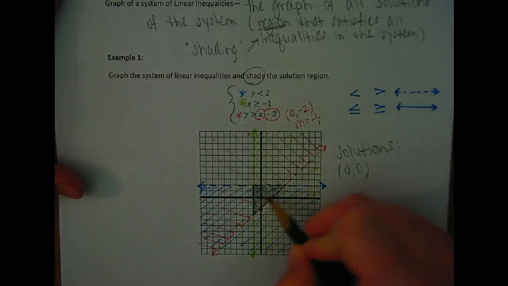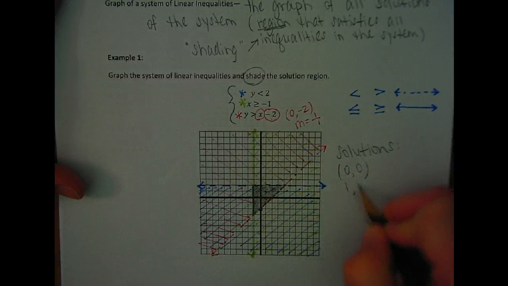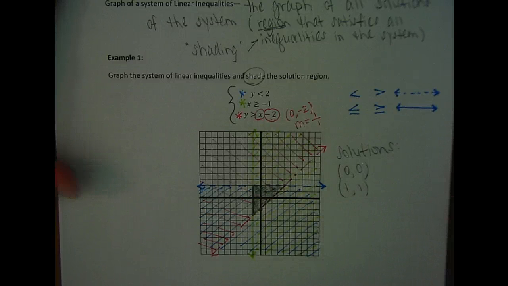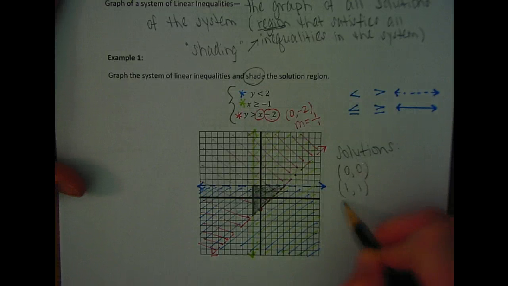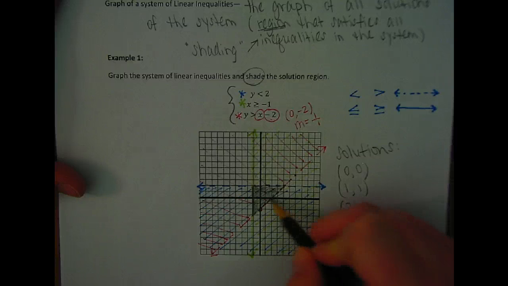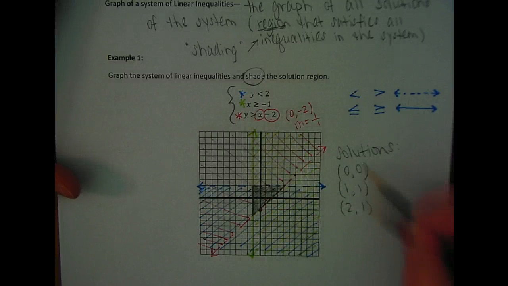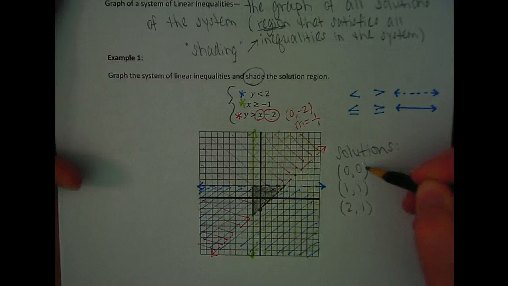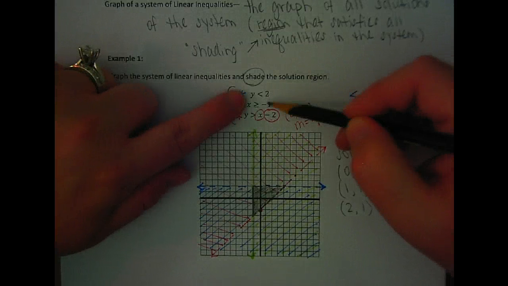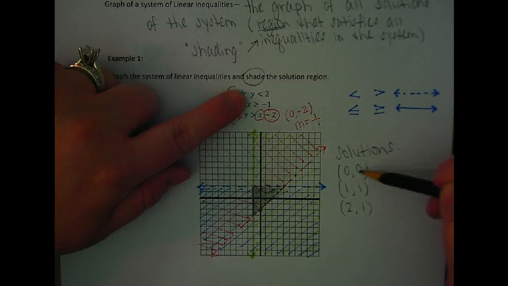I'm going to say that (1, 1) is a solution to the inequalities. And I can also say that (2, 1) is a solution. (1, 2) and (2, 1) is also a solution. You could check these points by plugging in (0, 0) into all 3 inequalities.